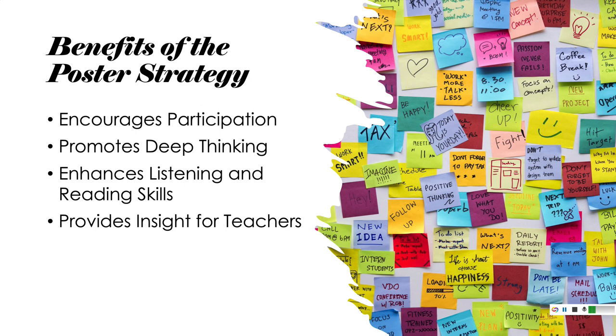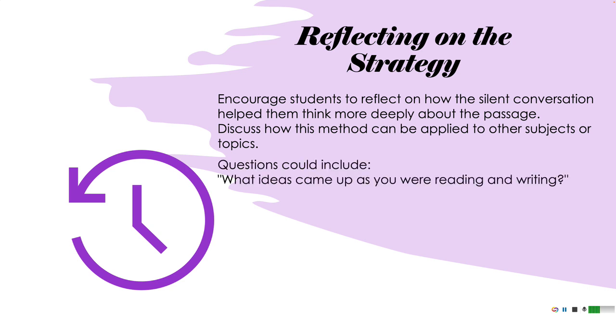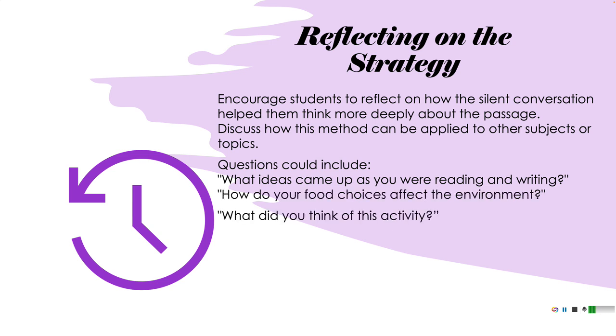Let's reflect on the strategy. Encourage students to reflect on how the silent conversation helped them think more deeply about the passage. Discuss how this method can be applied to other subjects or topics. Questions can include, what ideas come up as you are reading and writing? How do your food choices affect the environment? What do you think of this activity?